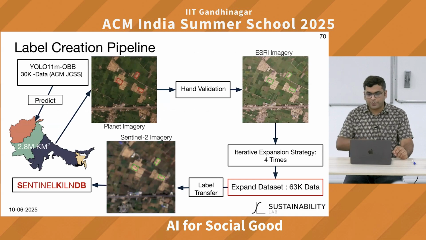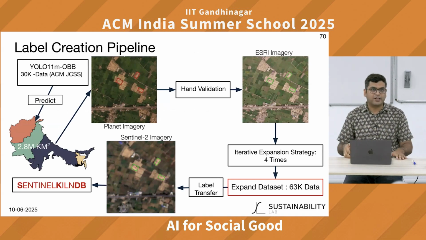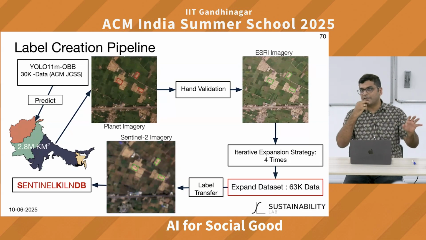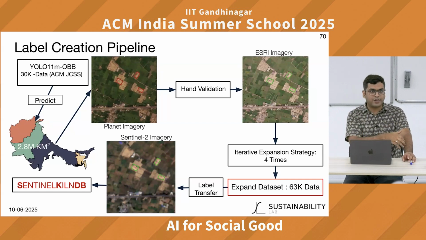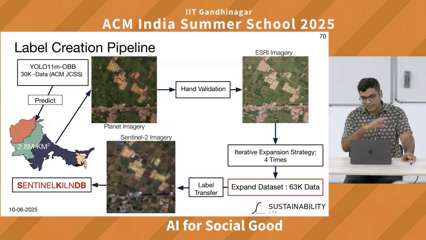So expansion is you predict on the entire region, then you add hand validation. Let's say once you've made the predictions, you got about 40,000 kilns. You will give them to human annotators. They'll figure out that 20,000 of them are correct. You add those 20,000 to your training data. So it's in some sense a version of active learning.